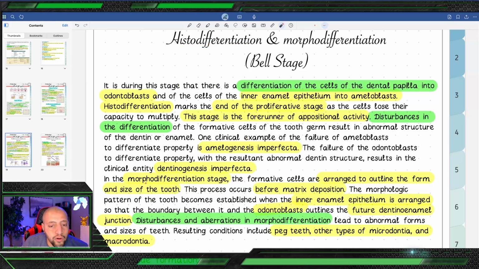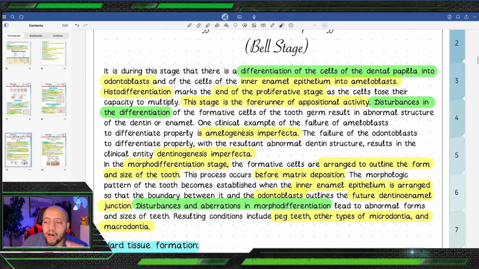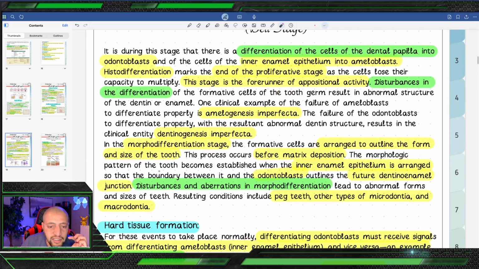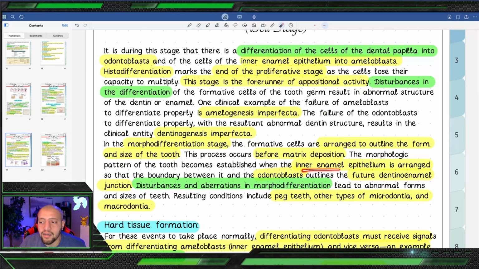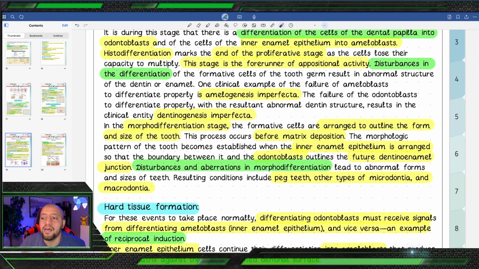Amazing. In the morphodifferentiation stage, the formative cells are arranged to outline the form and the size of the tooth. This process occurs before the matrix deposition. The morphological pattern of the tooth becomes established when the inner enamel epithelium is arranged so that the boundary between it and the odontoblast outlines the future dentino-enamel junction. Disturbance in the morphodifferentiation leads to abnormal form and size of the tooth. Resulting conditions include microdontia and macrodontia.